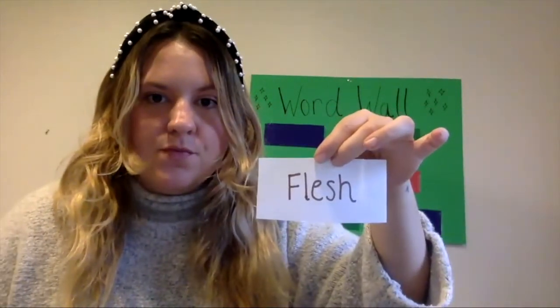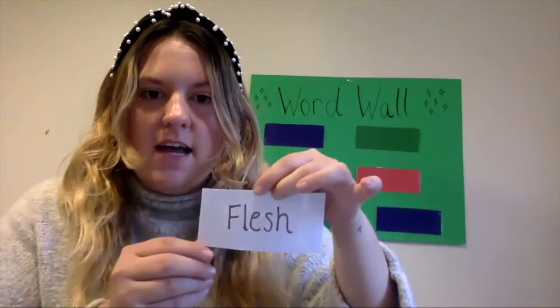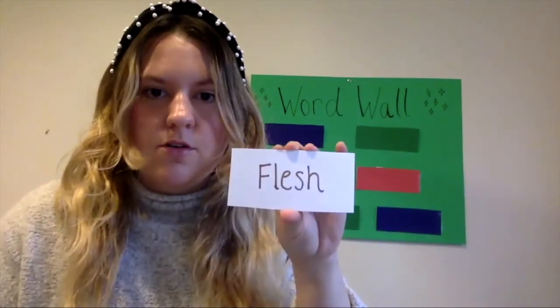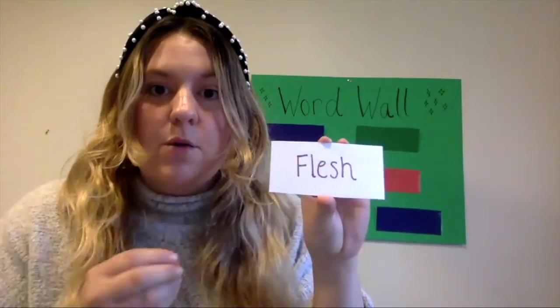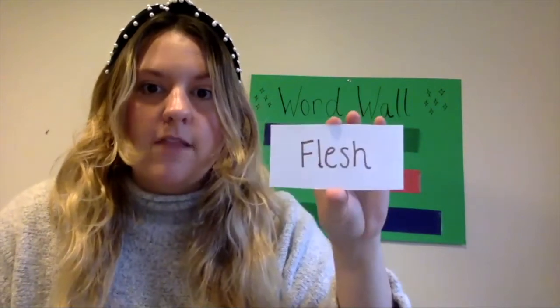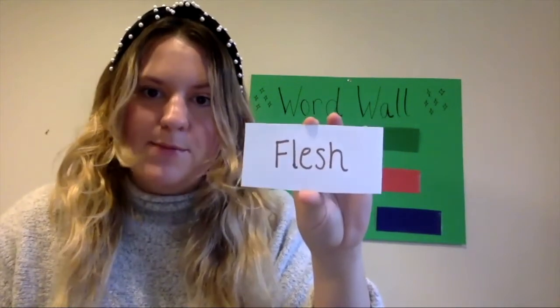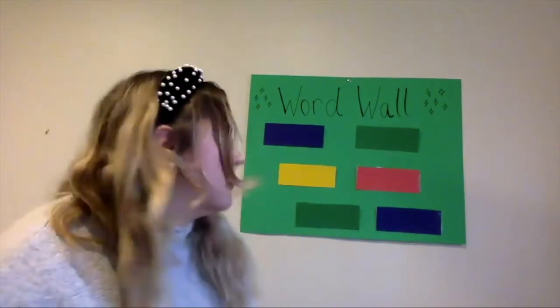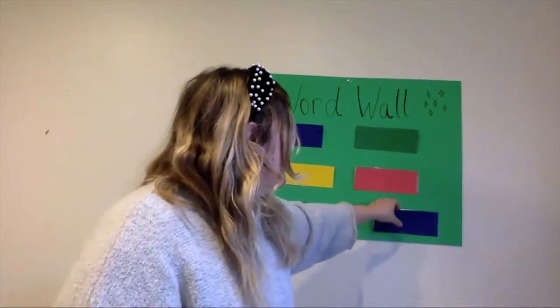Flesh. Flesh is the inside of the fruit or vegetable. It's the stuff that we eat on the inside. It's called the flesh of the fruit or vegetable. All right, let's see what's in this one.